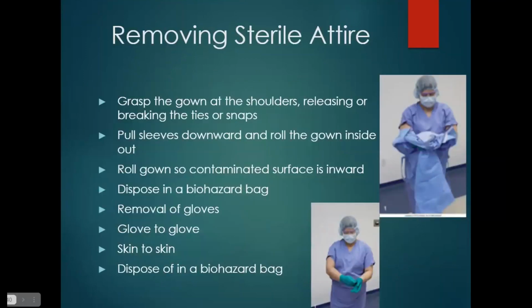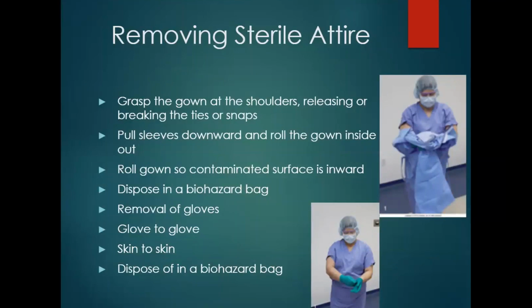Removing sterile attire. At the end of the case, there is a proper way to break scrub and remove your gown and gloves. You will first break your tie, the one that you tied like a shoelace when you did that turning motion. You're going to break that, then do a crisscross of the arms at the shoulders to pull and snap the tie that's in the back.